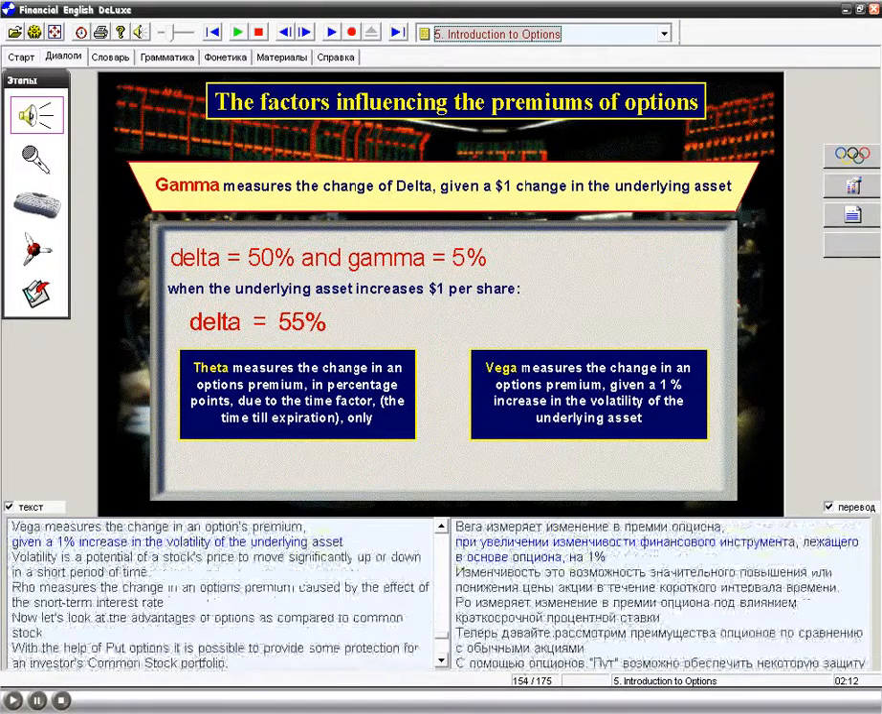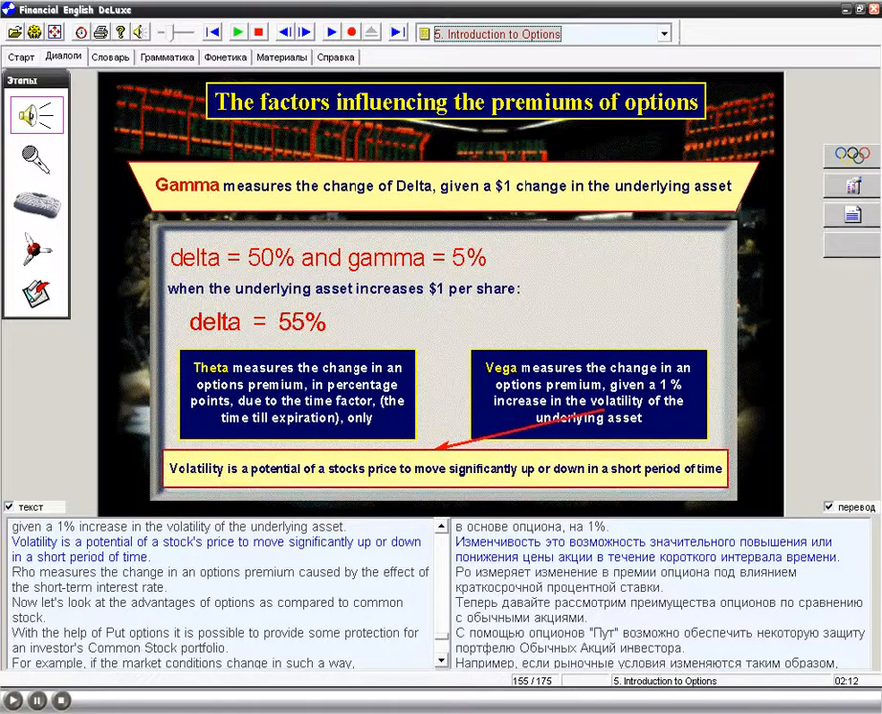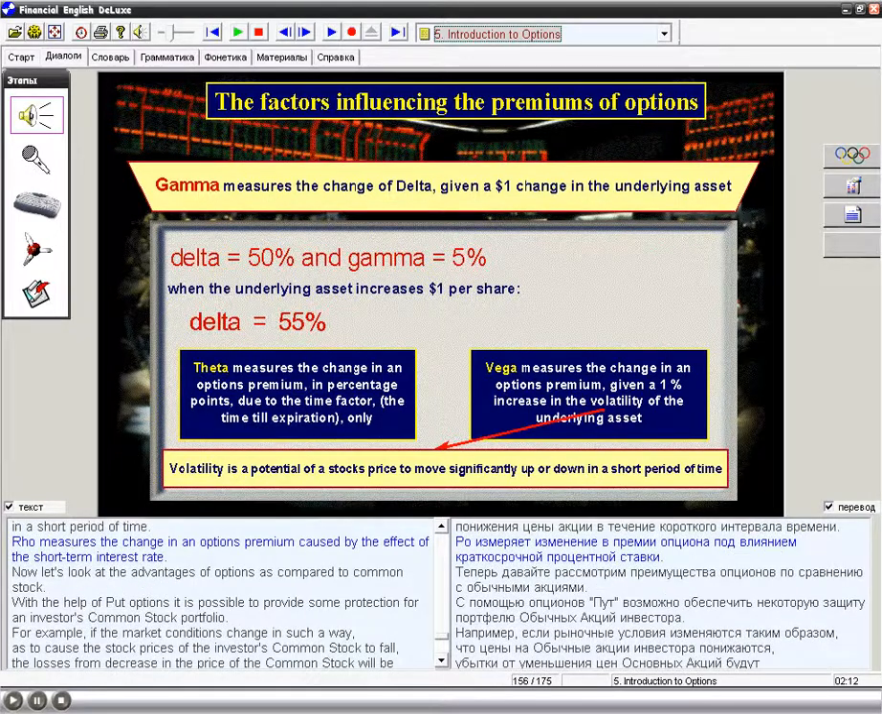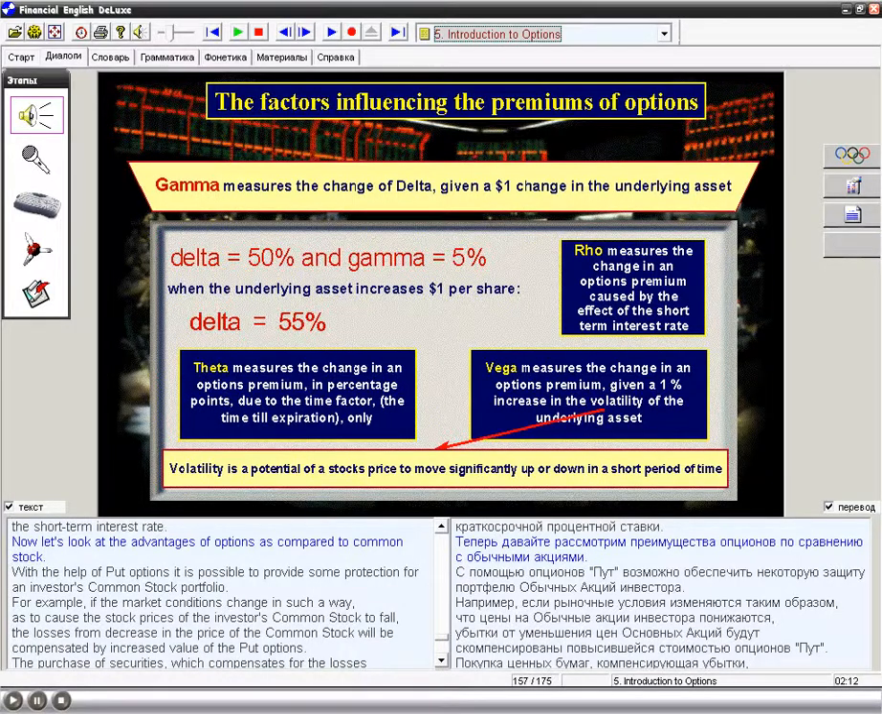Vega measures the change in an option's premium given a 1% increase in volatility of the underlying asset. And volatility is a potential of a stock's price to move significantly up or down in a short period of time. Rho measures the change in an option's premium caused by the effect of the short-term interest rate.